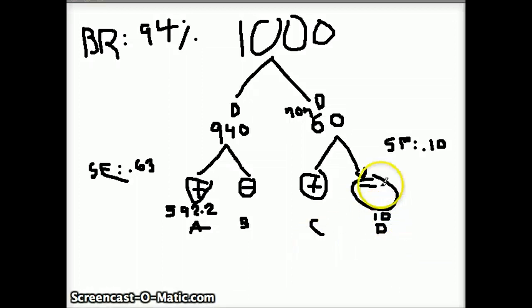We can get C by subtraction. 60 minus 10 is 50. And we can get B by subtraction, 940 minus 592.2, and I used a calculator for this, but it's 347.8.